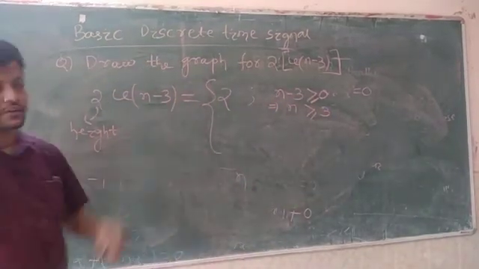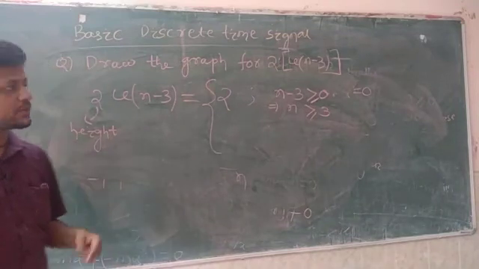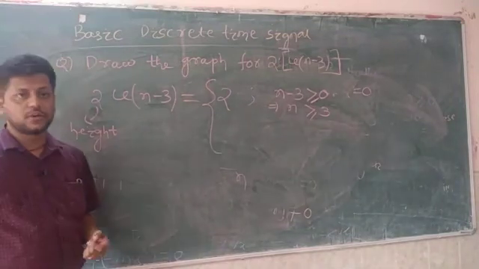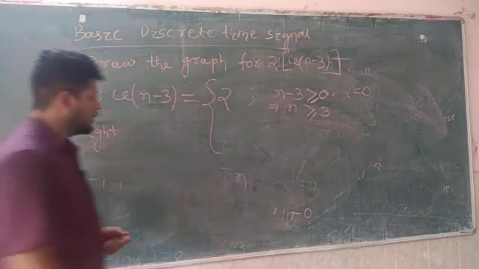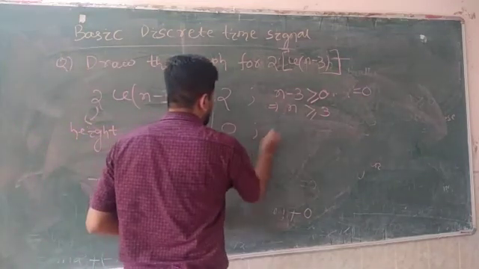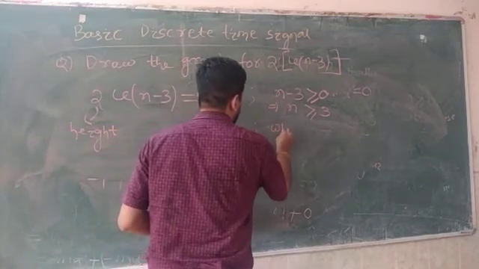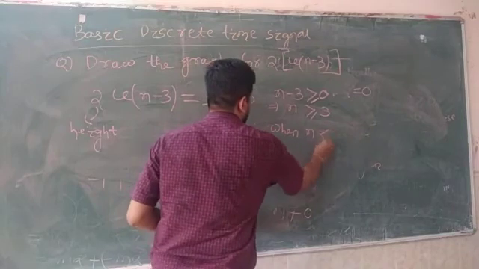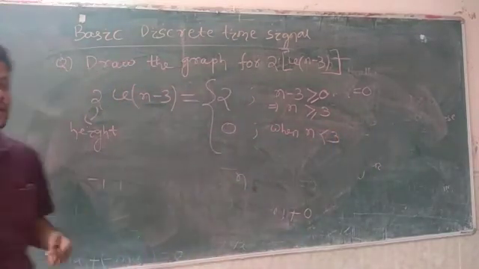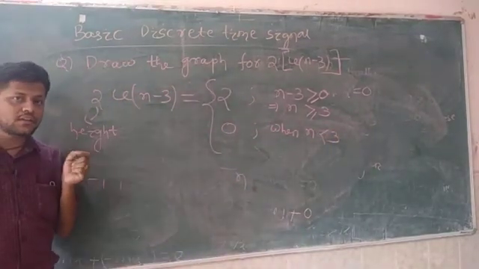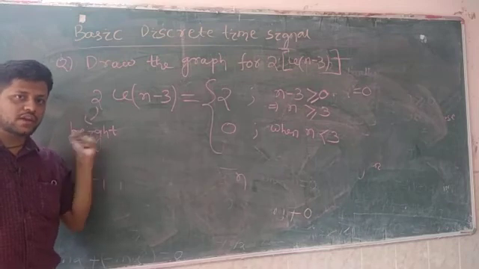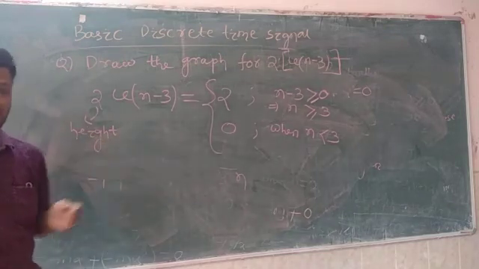So just take the 3 to the right side, so obviously the sign will be changed. Then that will be n greater than or equal to 3, and this value equals 0 when obviously n is less than 3. N less than 3 means 2, 1, 0, minus 1, anything that is less than 3.